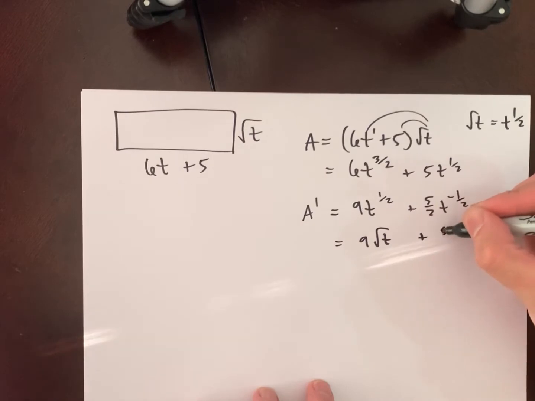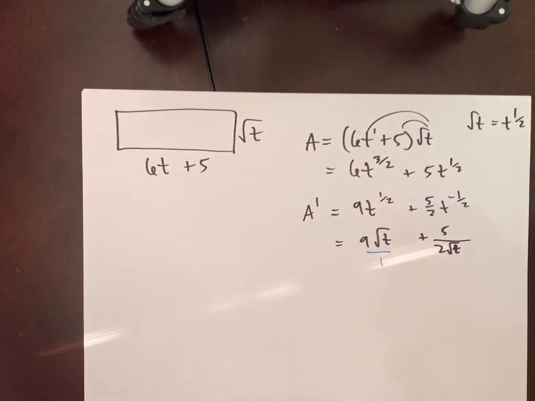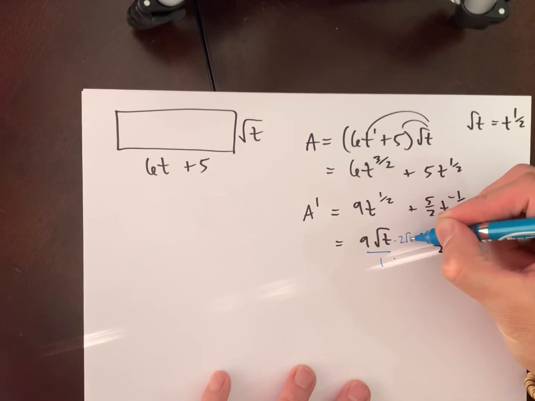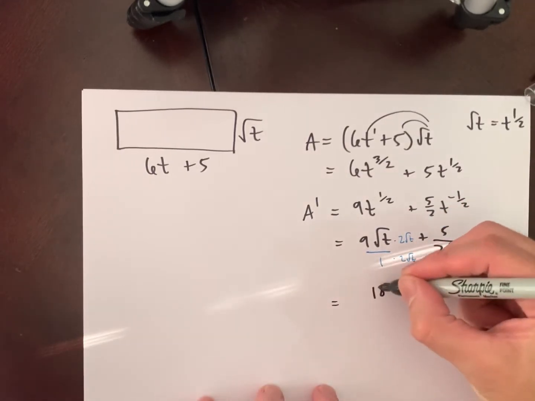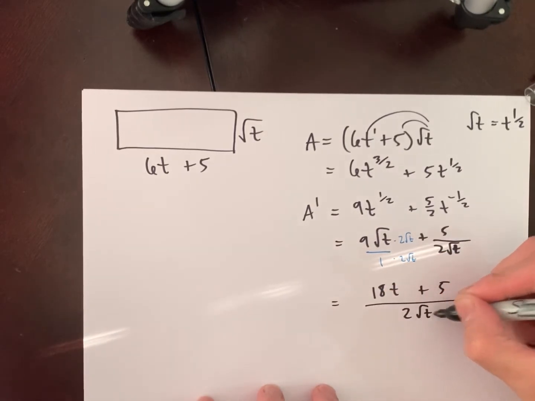With your permission, I will do this instead. I will make that positive by dropping it to the bottom, but while I did so, I changed it from exponential form, from a rational exponent to a radical. And now we know that there's a 1 here, but we want to get a common denominator because I want to have two things into one. So I multiply by 2 square root t. That'll be 18t plus 5 over 2 square root t.